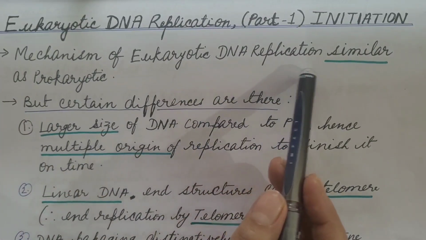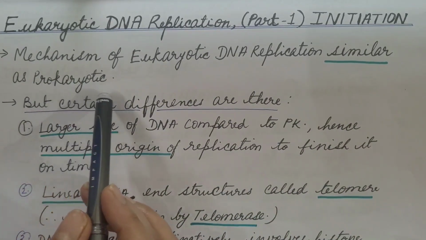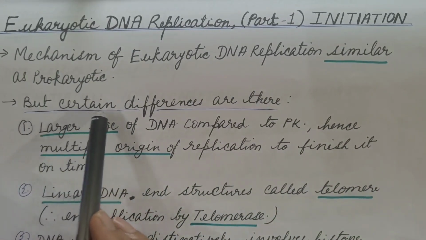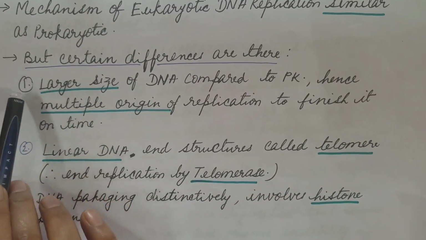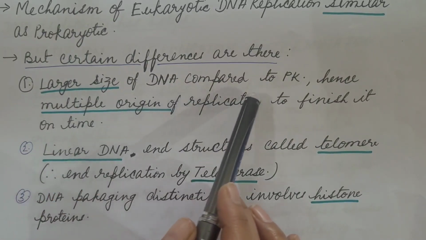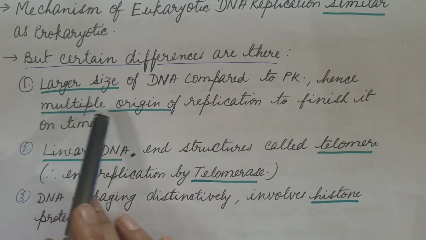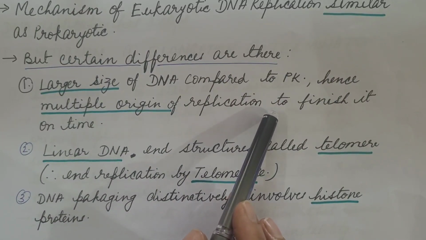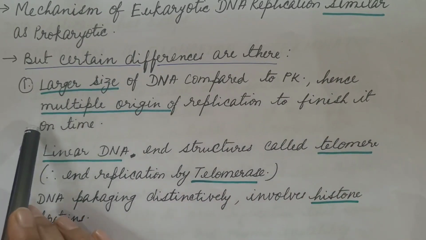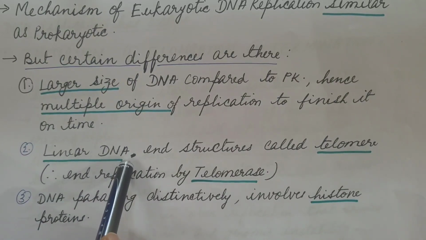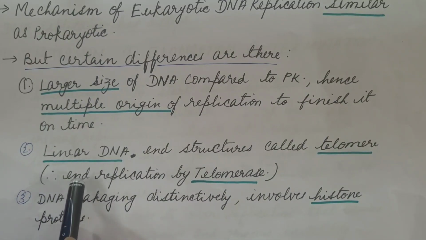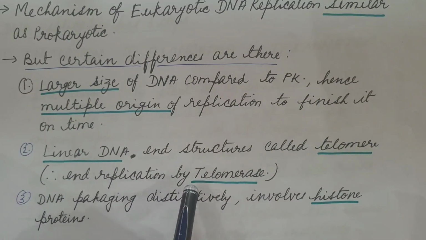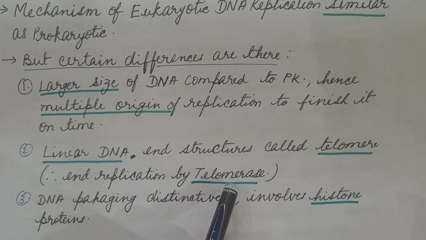The mechanism of eukaryotic DNA replication is similar to prokaryotic DNA replication, but certain differences are there. This we have also discussed earlier. First is the larger size of DNA compared to prokaryotes. Hence, multiple origins of replication are present in order to finish the replication on time. Linear DNA: hence, end structures called telomeres are present. Therefore, end replication is required, which is done by telomerase. This we will discuss in detail in a separate video.